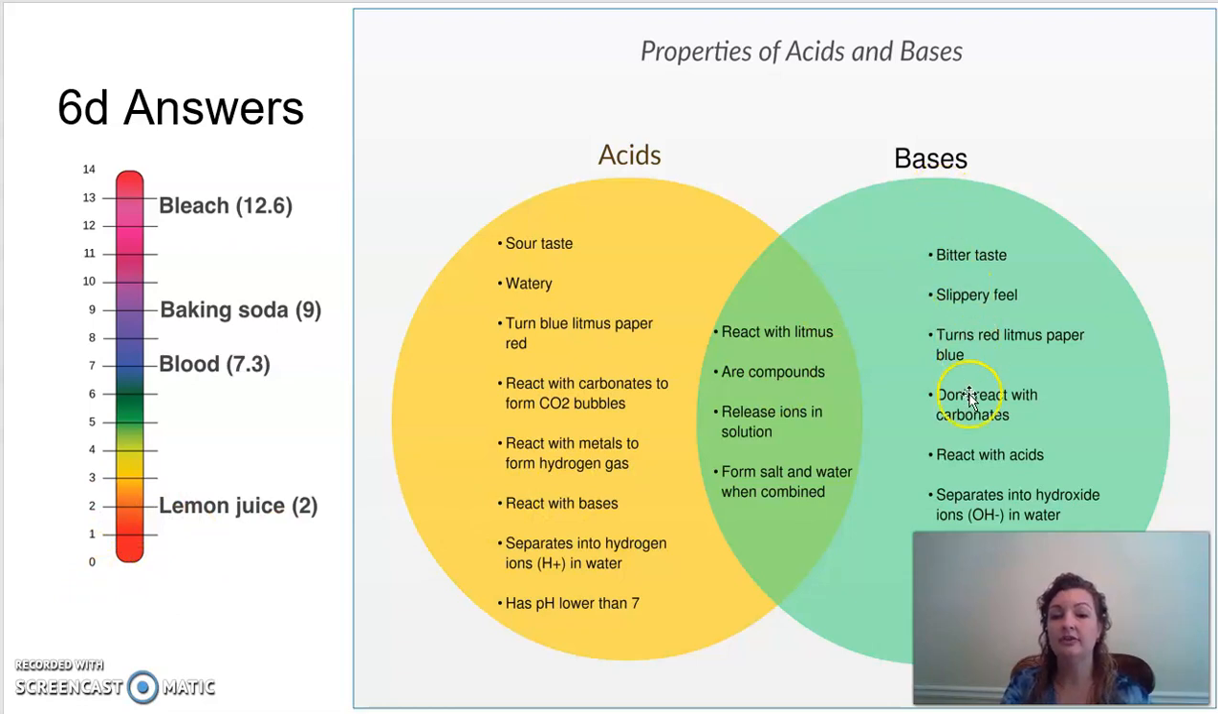Now, we're going to switch and go over to bases. So bases, remember, are 7.1 all the way up to 14. Bases work exactly the same way. So the closer you are to 7, the weaker of a base it is, like the alkalinity is going to be very, very low. And the farther away you get from 7, so the higher the number, closer to 14, the more and more basic, the more and more alkaline it becomes.